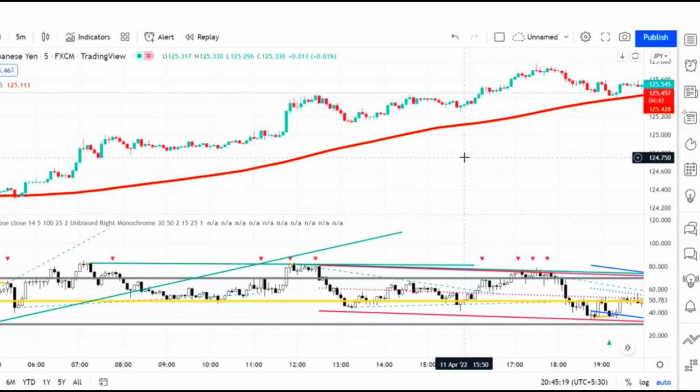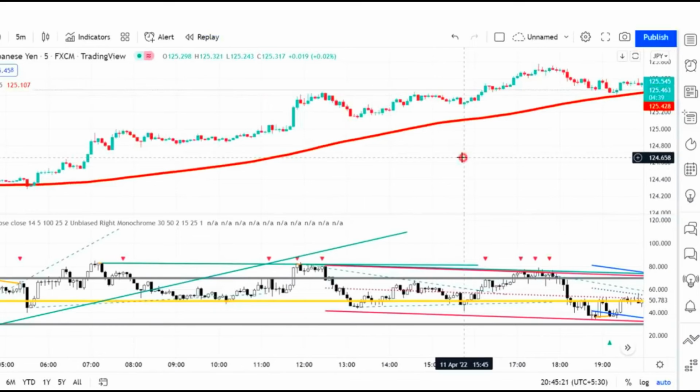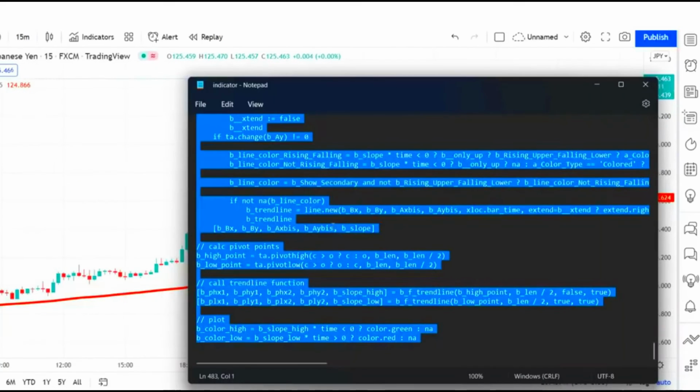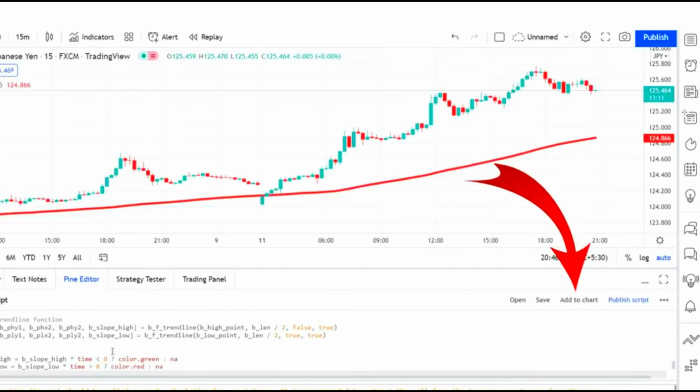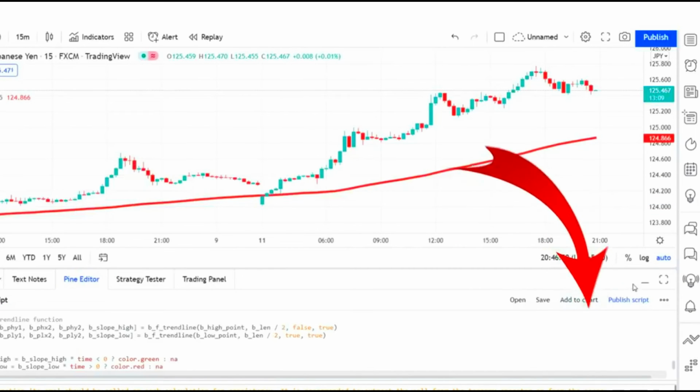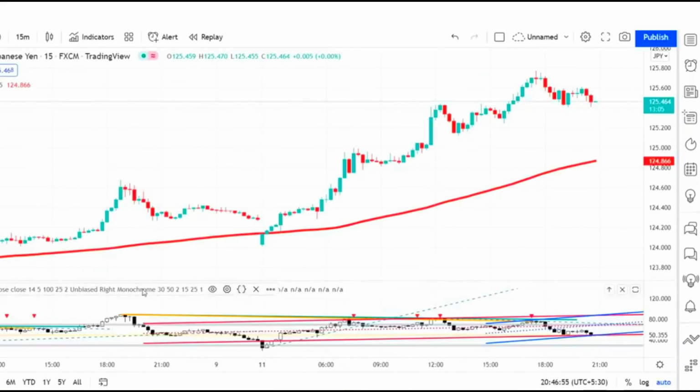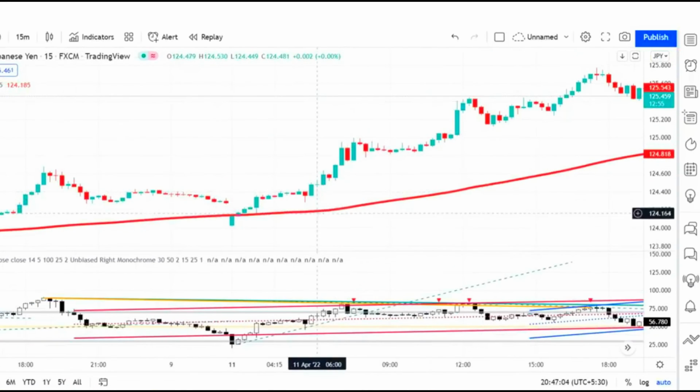Let's see how to install the indicator on your TradingView chart. First of all, you have to go to the description. After that, you have to copy this whole script together. Click on Pine Editor of TradingView and paste the whole script together. You can see that the indicator has been successfully added. After that, you have to add the 100 moving average. Now our setup is ready.